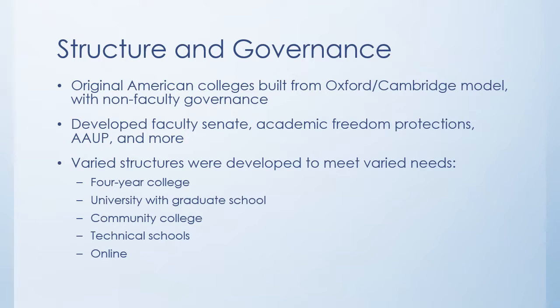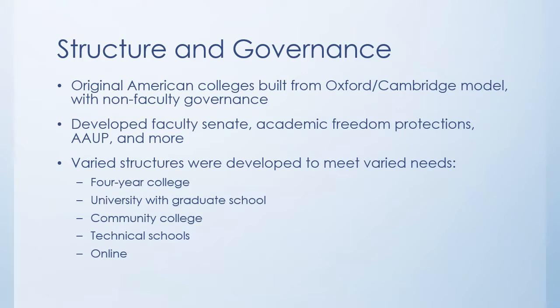Originally, American colleges were built from the Oxford and Cambridge model, but with one significant change, and that is that the governance was not focused on faculty, but instead a president and then an external board. And so you can kind of understand how over time faculty had this need to be heard or to have an organized voice. And so even today there are faculty senates, there are academic freedom protections. The American Association of University Professors was founded to give those faculty members a voice. And so you can see how the evolution came from a need of faculty needing a voice.